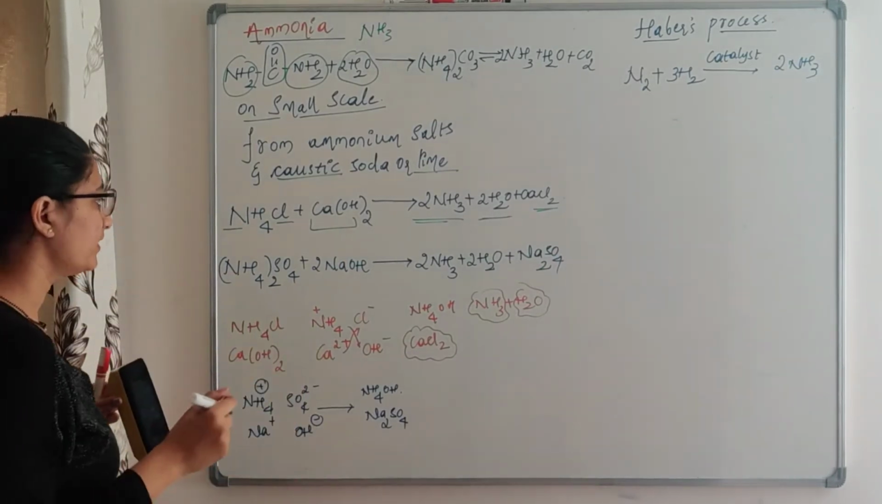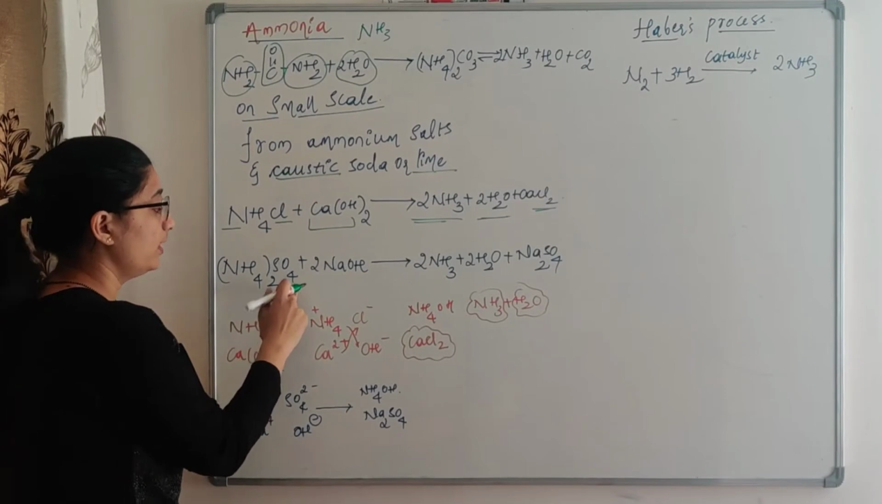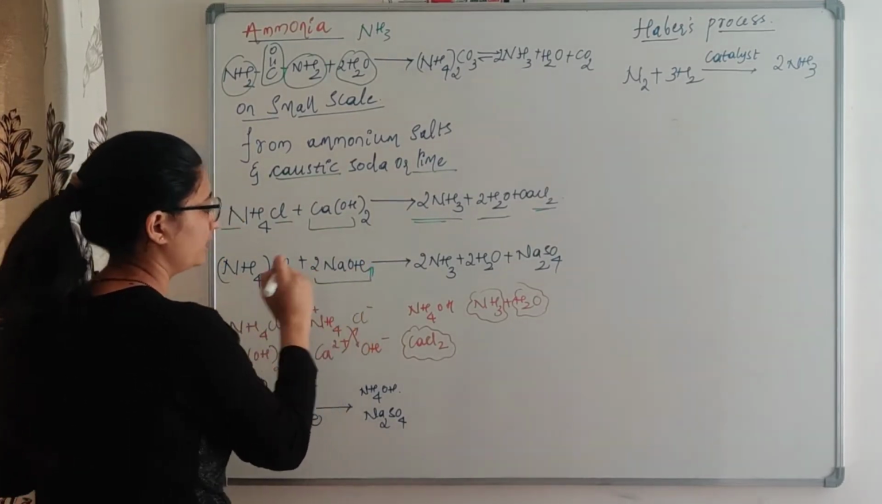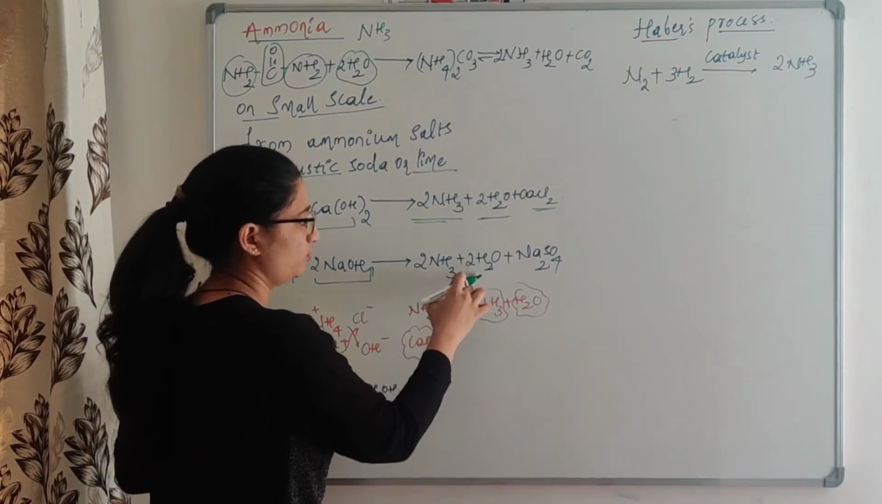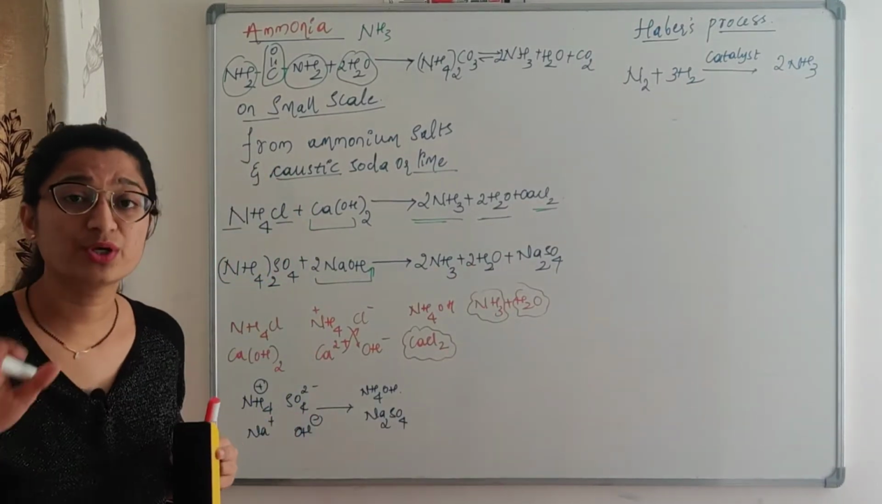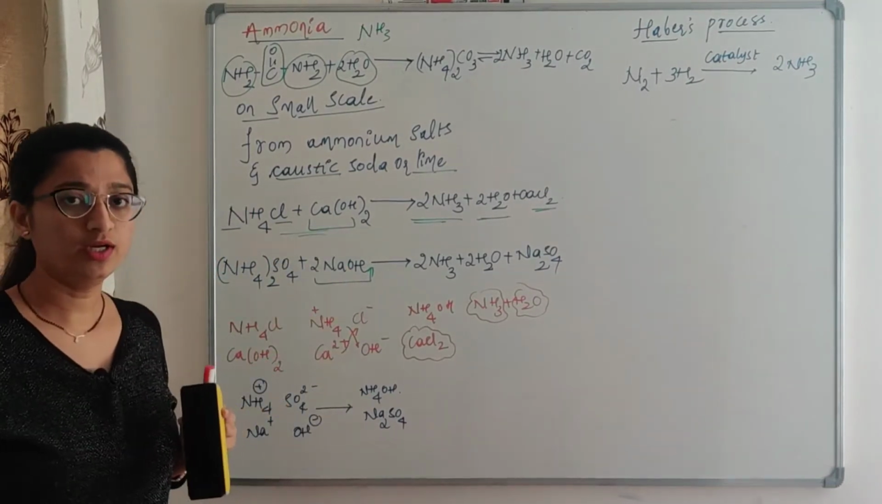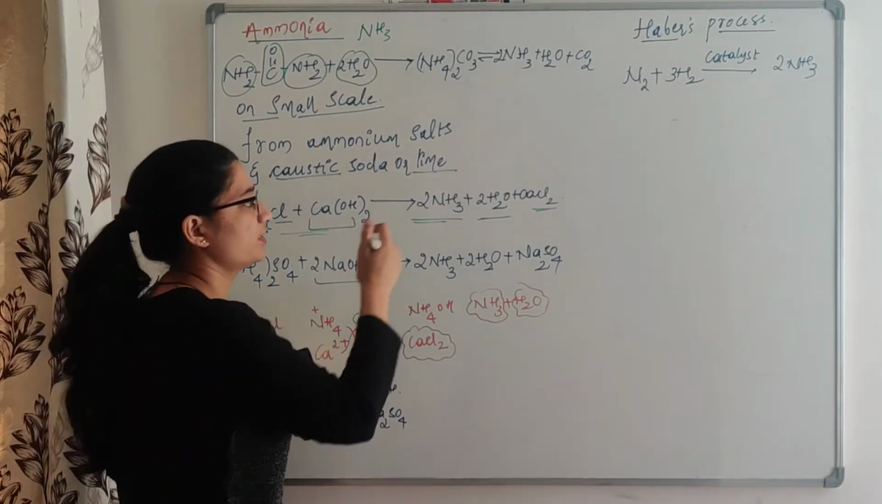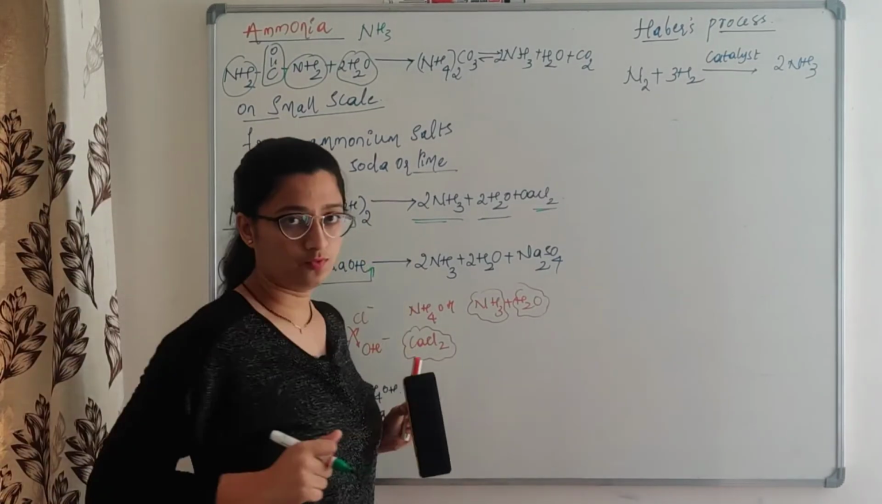Okay, if I consider ammonium sulfate salt, and then I react it with NaOH, that is sodium hydroxide, I am going to get NH3, water and Na2SO4. Now the question is, how do we write all this reaction? Okay, that is also important. You cannot just learn by heart that 2 molecules of NH3 will come and 2 molecules of water will come.